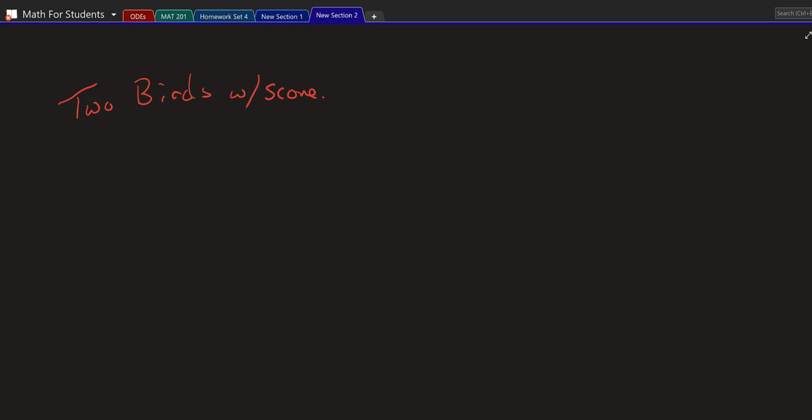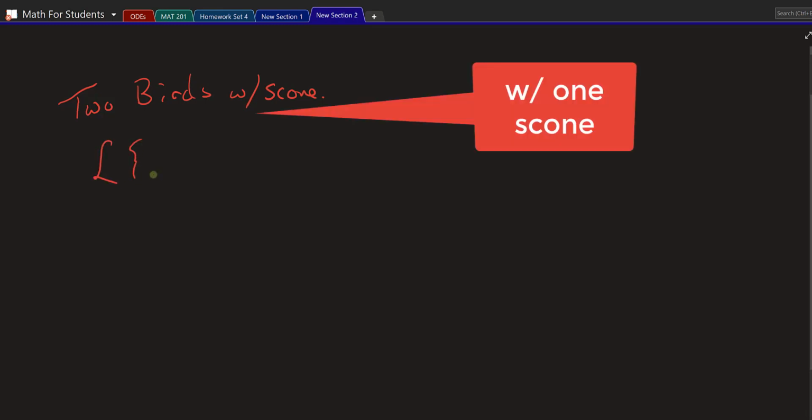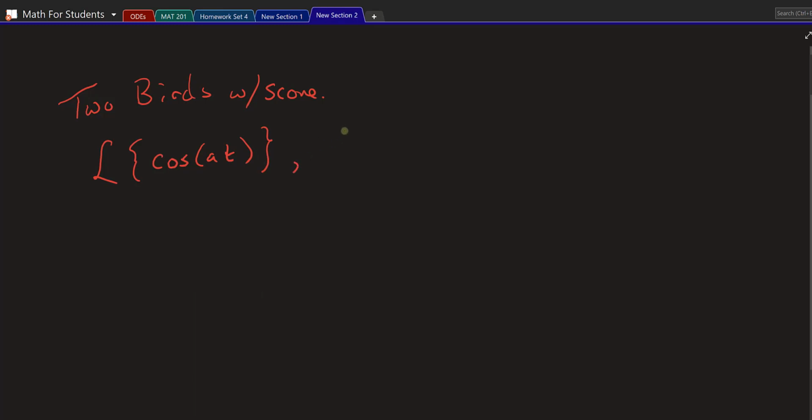Okay, folks, I want to go ahead and do a quick video where we derive the Laplace transform for the expression cosine of at, and we'll also derive the Laplace transform for the sine of at. And we're going to derive both of them simultaneously, and it's kind of a trick, I guess.